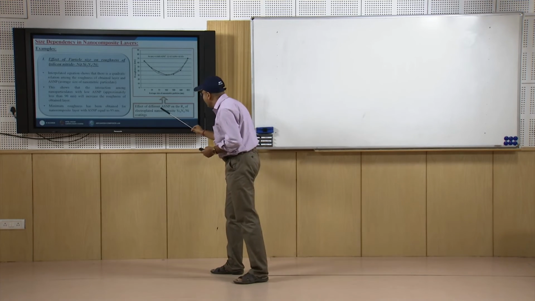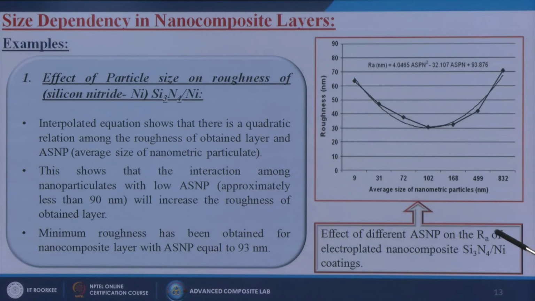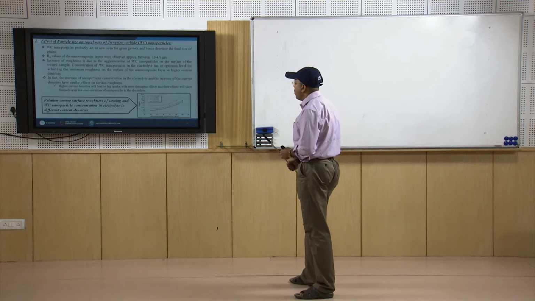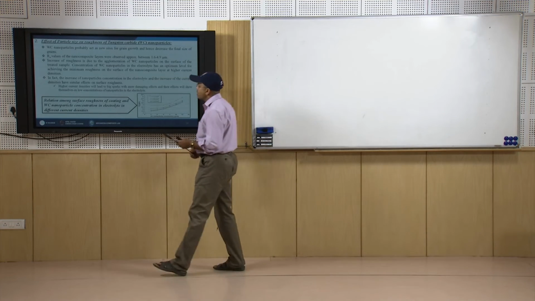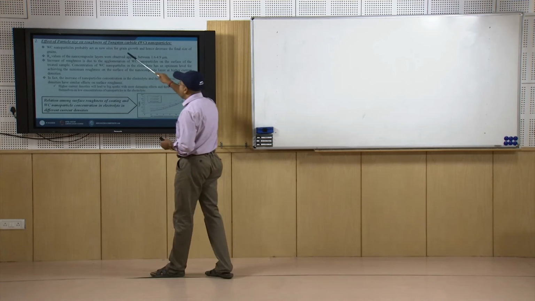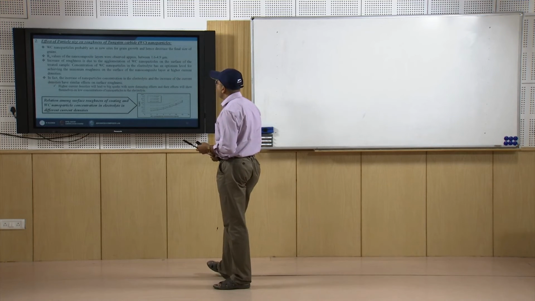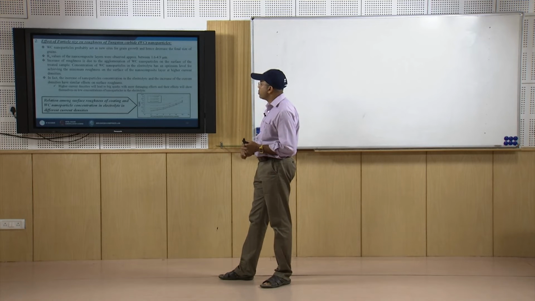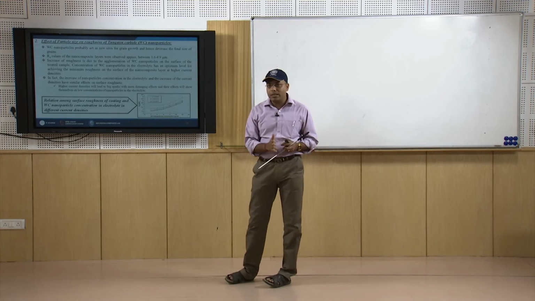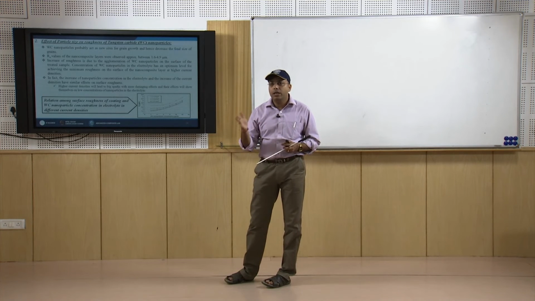So, the effect of different ASNP on the surface roughness value, which is known as Ra, of electroplated nanocomposite silicon nitride nickel coatings. Then the effect of particle size on roughness of tungsten carbide nanoparticles. Here the tungsten carbide nanoparticles probably act as new sites for grain growth and hence decrease the final size of the grains. Ra values of the nanocomposite layers were observed approximately between 1.6 to 4.9 micrometer. Ra is nothing but the surface roughness of that particular material.